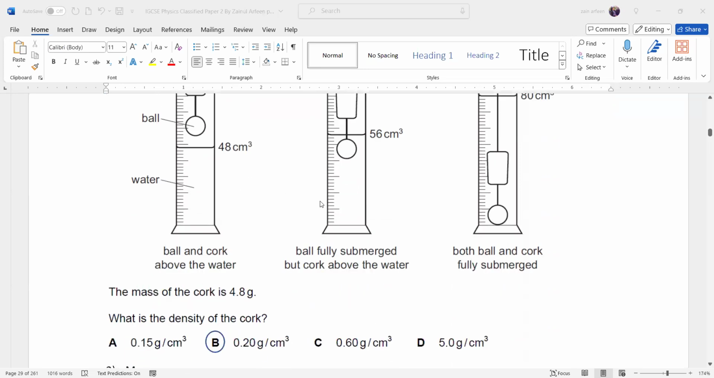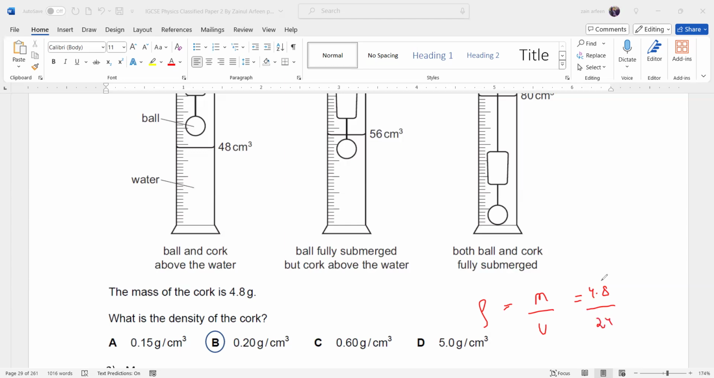So how to work out the density? We know density is mass over volume. So mass divided by volume, we get the density. The mass of the cork is 4.8. But what about the volume of the cork first? When the sphere is added, it's 56. Then when the cork is added, it's 80. That's a 24 increase. So when we take the difference, 80 minus 56, we get 24.